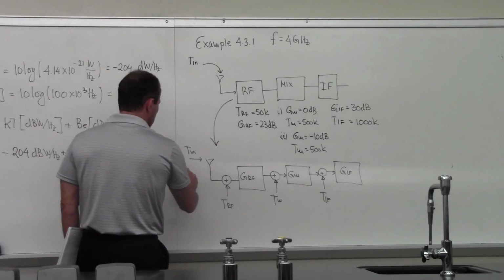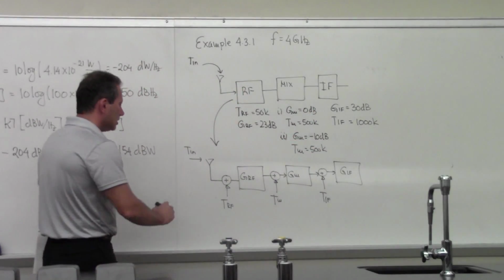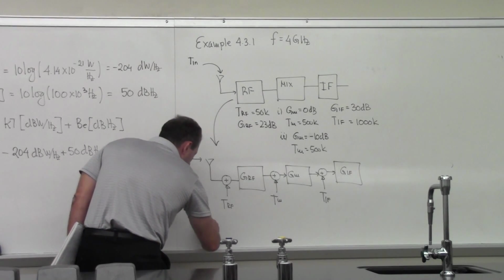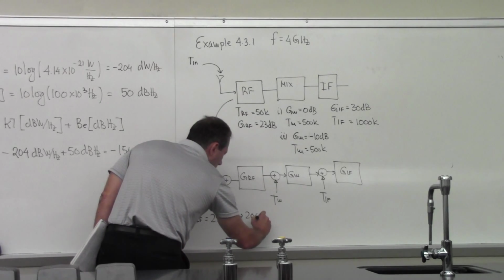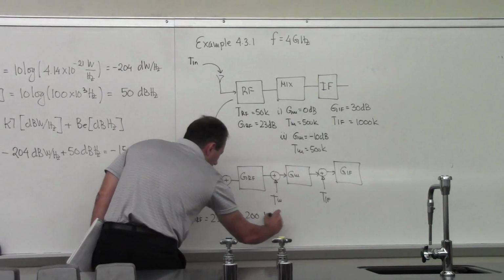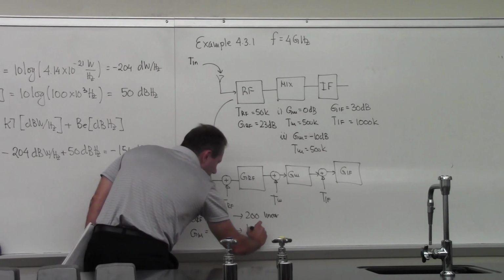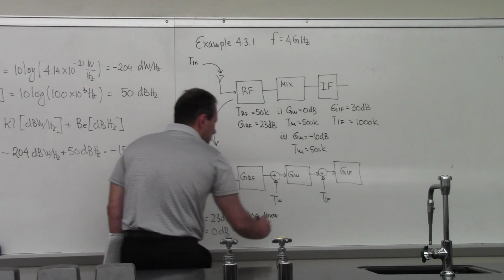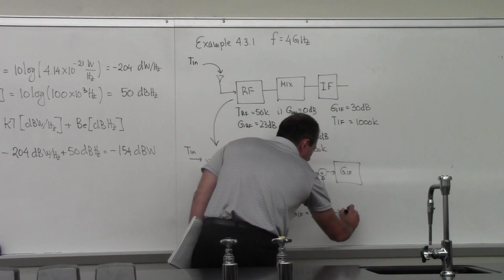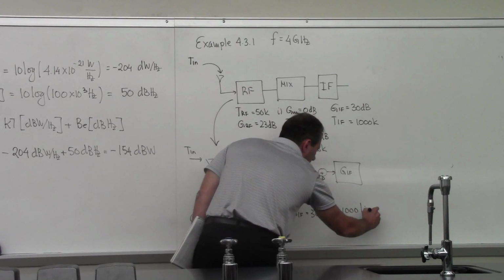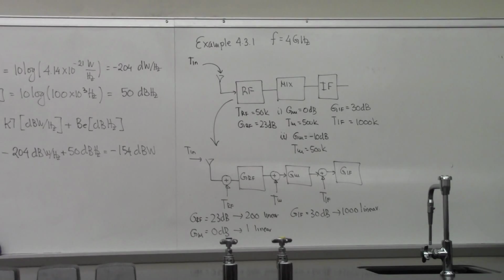Now the next step is that all of these gains are typically given in dB, so you bring them down to linear. G RF is equal to 23 dB, which is 200 linear. G of the mixing stage is 0 dB, which is 1 linear. And then I have G IF, which was 30 dB, which is 1,000 in the linear domain. Right? So you have these gains. Now you have everything that allows you to calculate the system noise temperature.